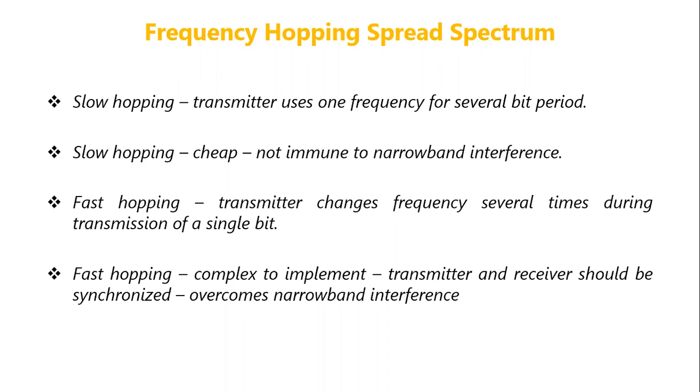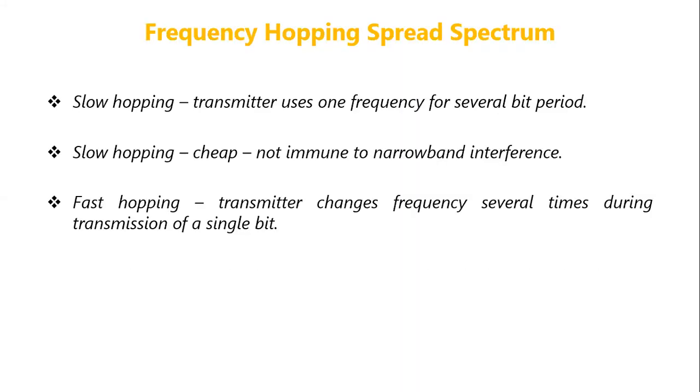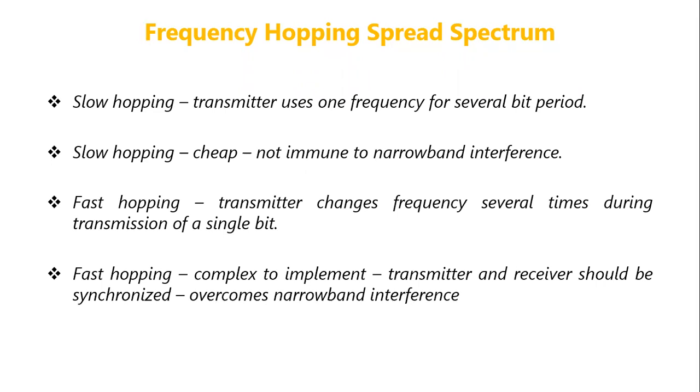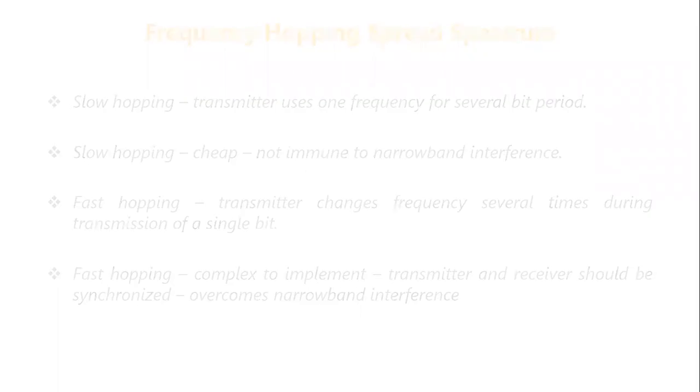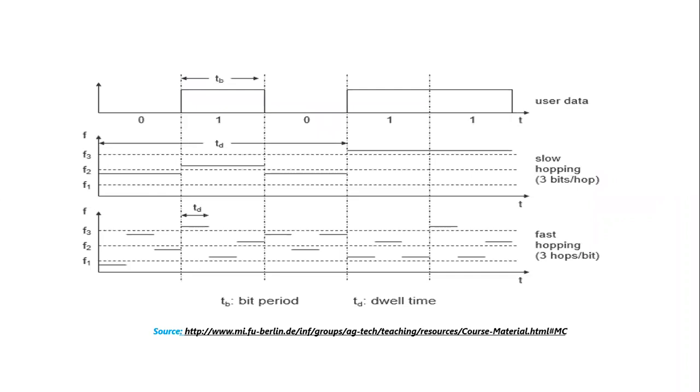Fast hopping is complex to implement because the transmitter and the receiver should be synchronized, but it overcomes the problem of narrowband interference. Whereas slow hopping is cheap, but it is not immune to narrowband interference. So this diagram explains how slow hopping and fast hopping work.